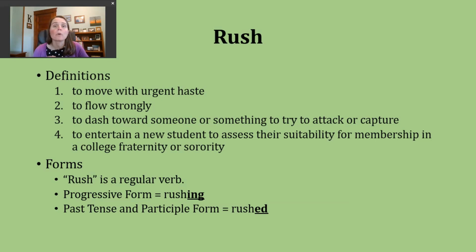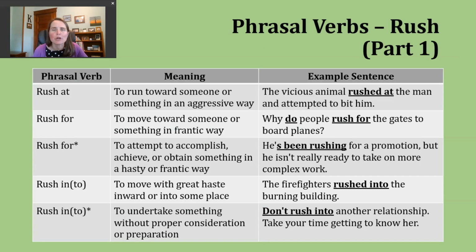Now, the base verb, rush, ends in an unvoiced sh sound. This means when I add the ed ending, I'm going to make a t sound. I'm not going to add an extra syllable when I say it. So the past tense and the participle form of the verb should sound like this. Rushed, rushed.